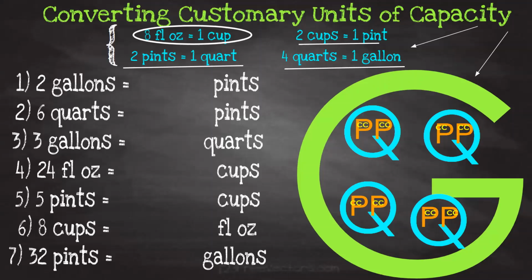So now we're going to do the next few problems together, and then you will have an independent practice assignment to do on your own. Let's look at number 1. It says 2 gallons equals how many pints?